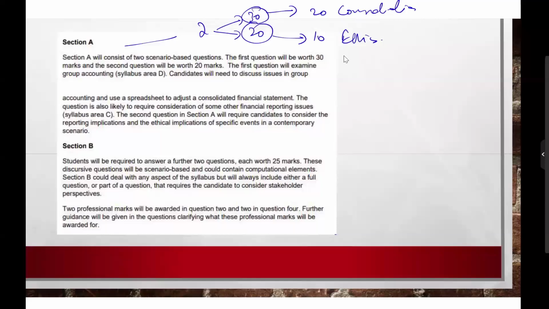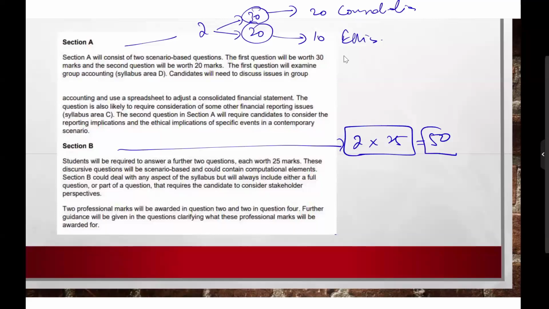Then if I move a bit forward and discuss further, there is this section B, and under section B there are two questions of 25 marks each, which is going to make it 50 marks in total.